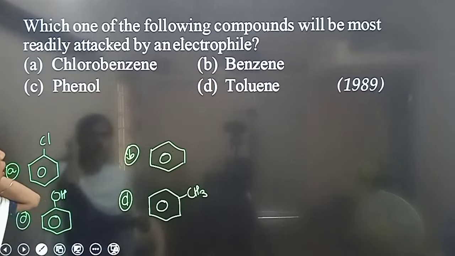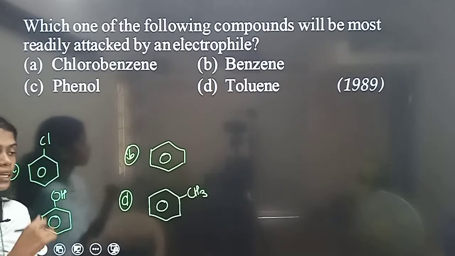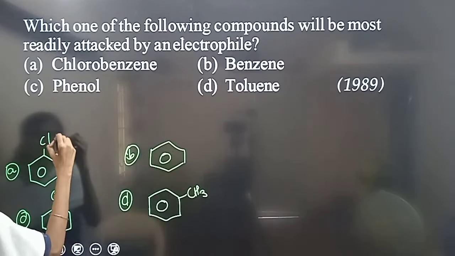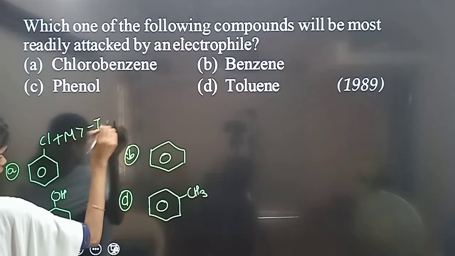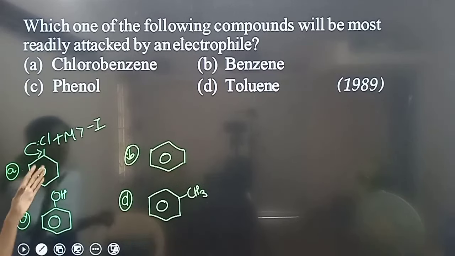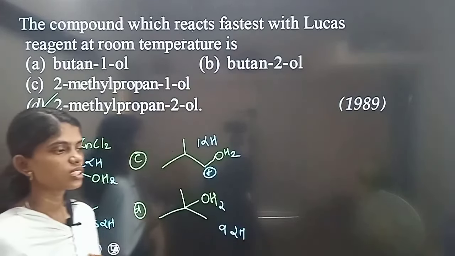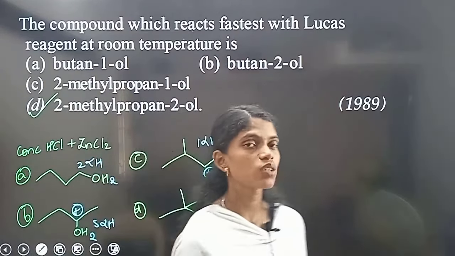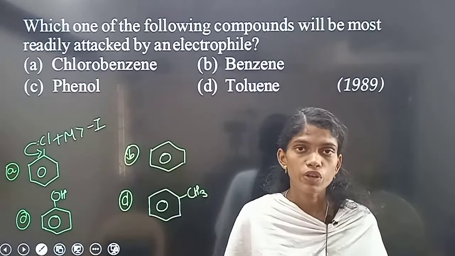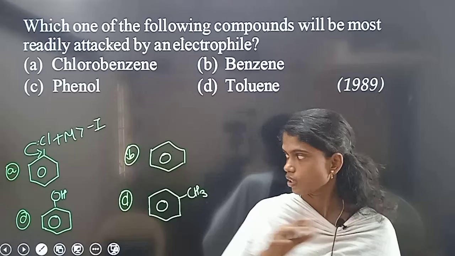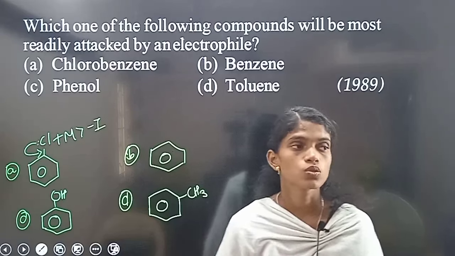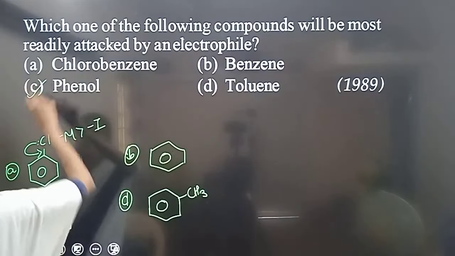So chlorine is an electron withdrawing group, so it withdraws electrons. But plus M, the mesomeric effect, is greater than minus I. So it donates electrons and delocalizes them into the ring, which is not appreciable. Phenol will create negative charge delocalization. Negative charge delocalization will be better in phenol than chlorobenzene. So phenol is the right answer.